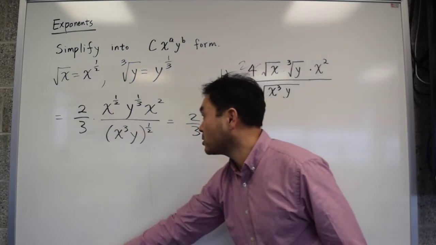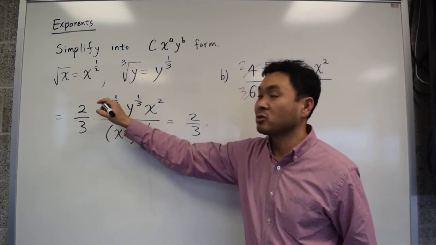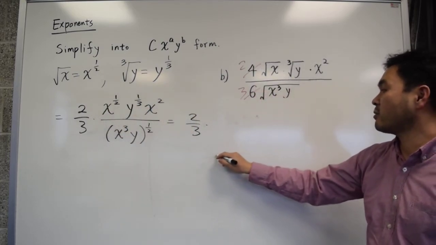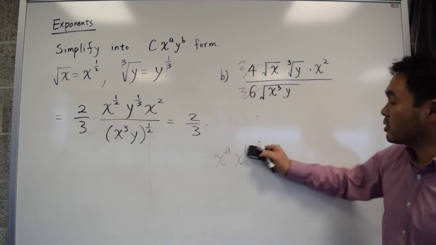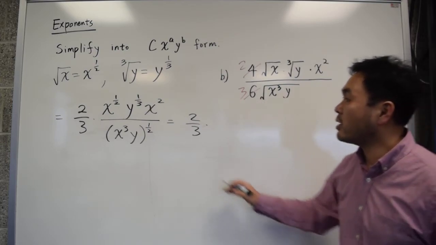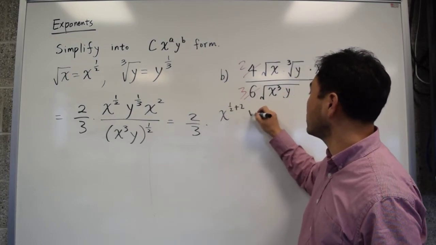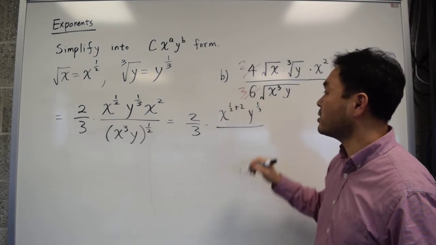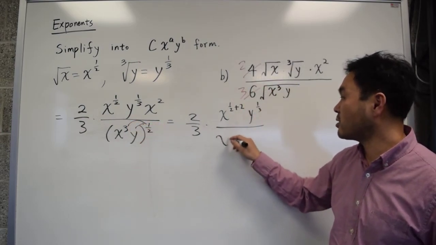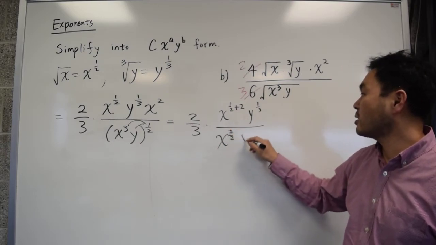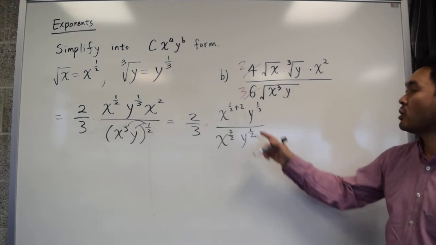Oh, you know what we should have done? What happens if you have the same base and multiply? If you have x to a times x to the b, you get x to the a plus b, right? You end up adding the exponents. So what you have here is x to the 1/2 plus 2, y to the 1/3 as the top thing. The bottom, this gets multiplied to each one of them. Right? So you have x to the 3 over 2 times y to the 1/2 power. Okay.